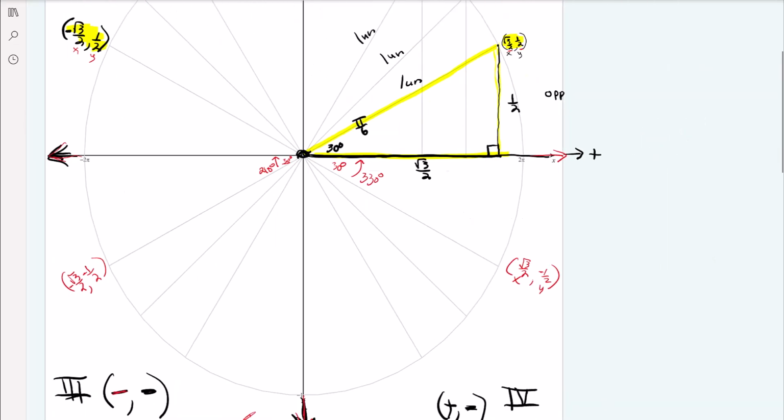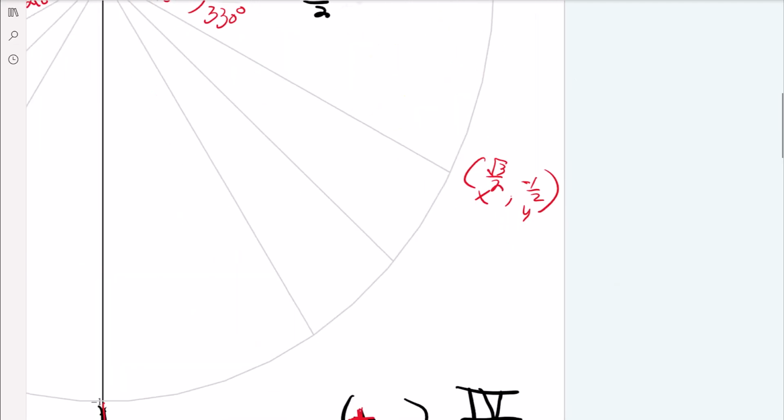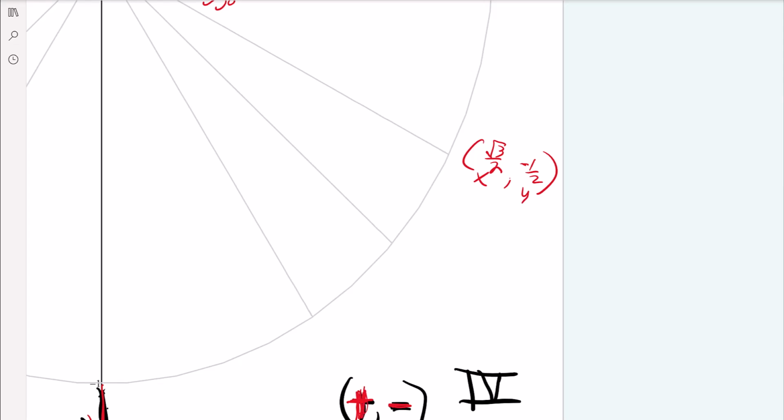But the emphasis is on the x's and the y's. You don't flip them. You don't put the root 3 over 2 in the y place. They all stay the same. The only thing that changes are the operators. So in the fourth quadrant, the x is positive, the y is negative.